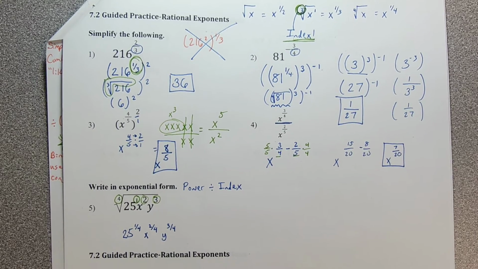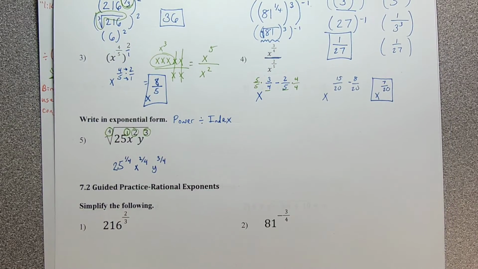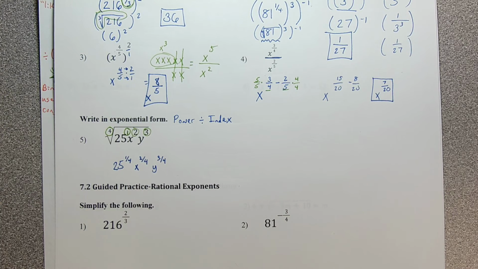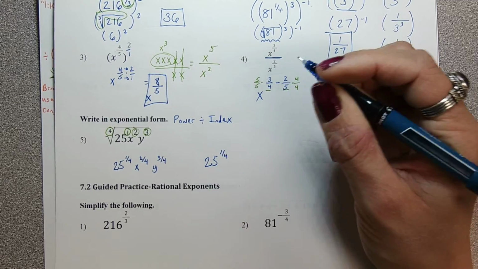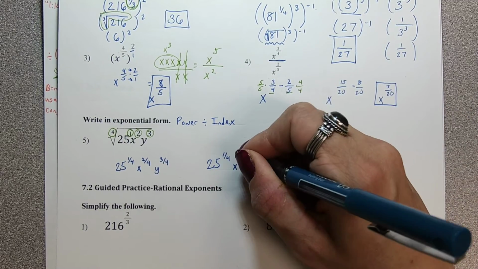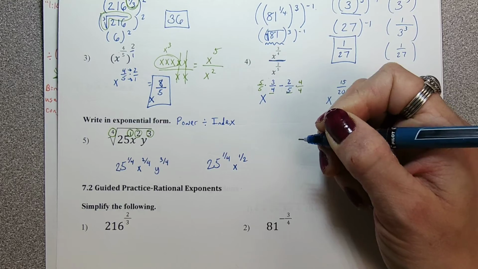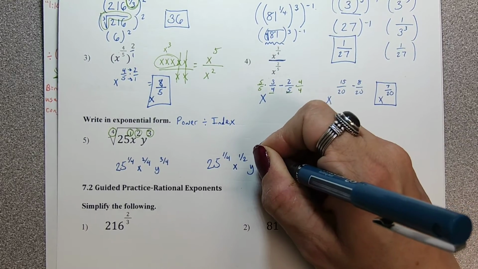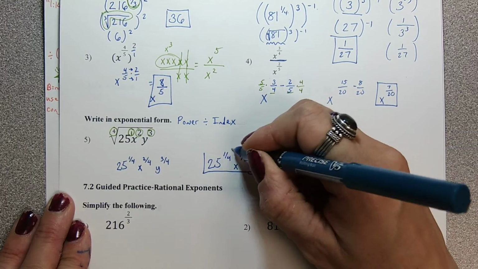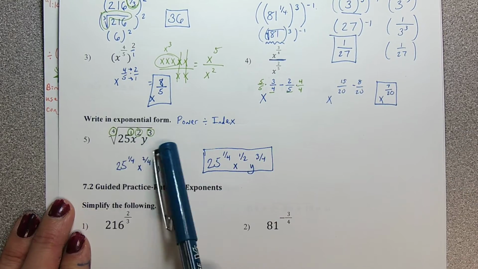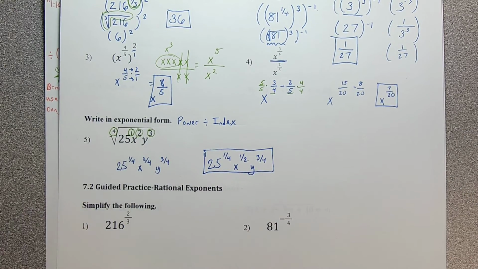Now, which of these fractions doesn't look the best, or what could we do with it? Simplify that 2/4 to be 1/2. So our best answer would be 25 to the 1/4, x to the 1/2, simplifying that fraction, and y to the 3/4. And that's as far as we go when we are rewriting. Power of the base under the radical divided by the index of the radical. And that concludes the 7.2 guided practice problems.